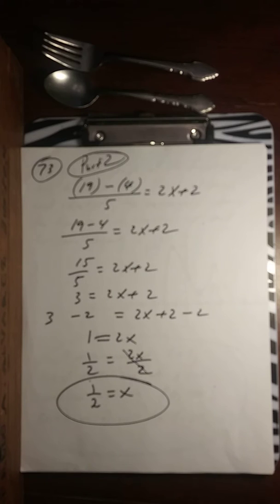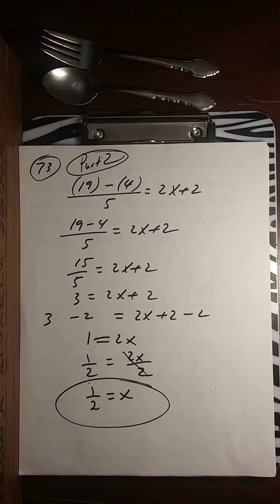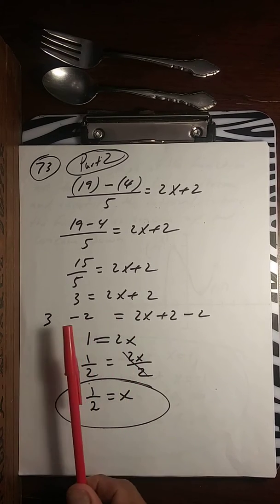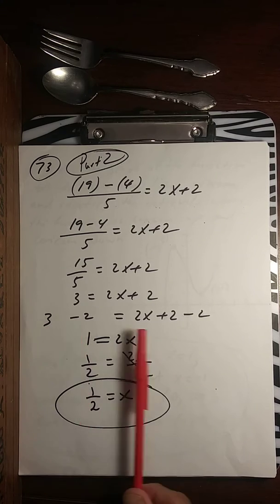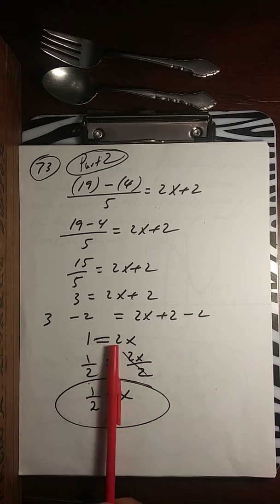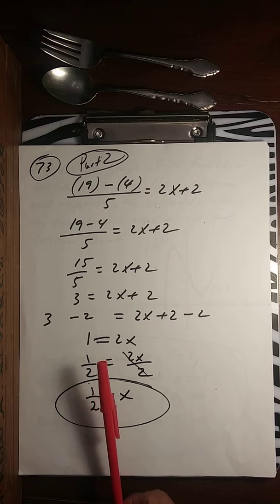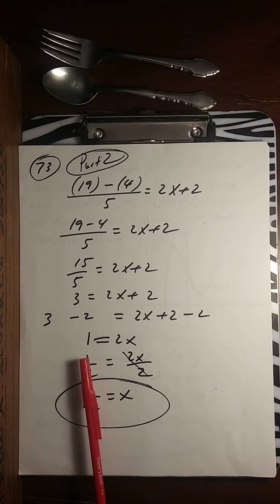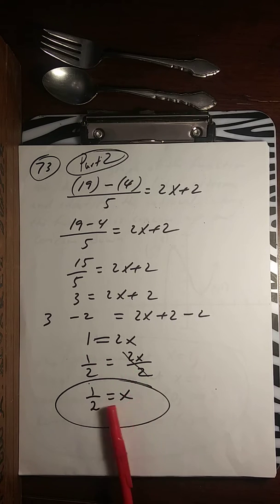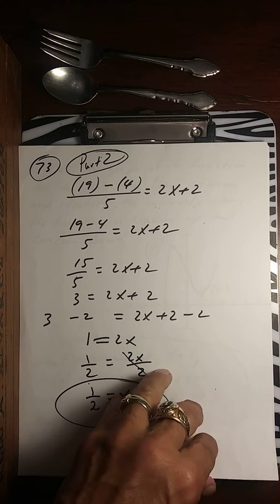So now we have to solve. 3 minus 2, these are gone, so we have 1 equals 2x. And now we divide by 2, so x must be 1/2 for it to work. Alright, next one.